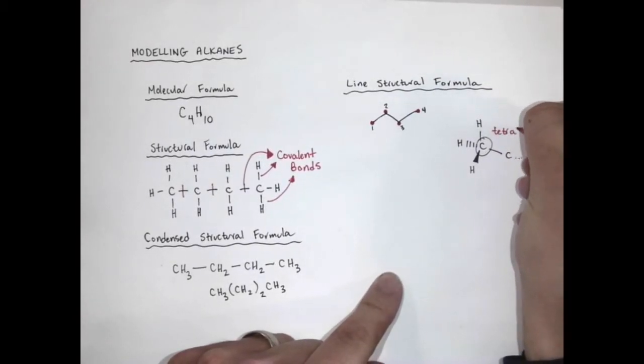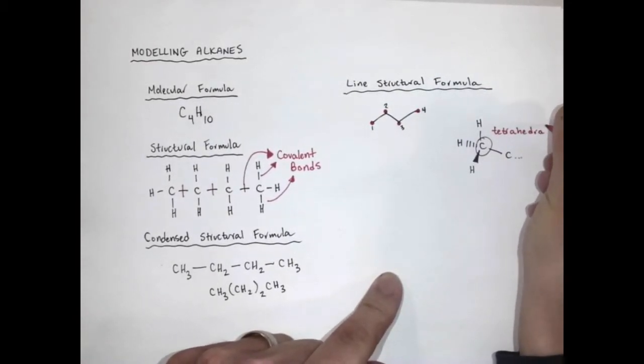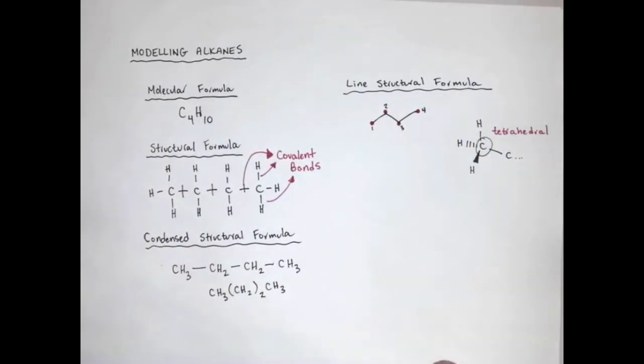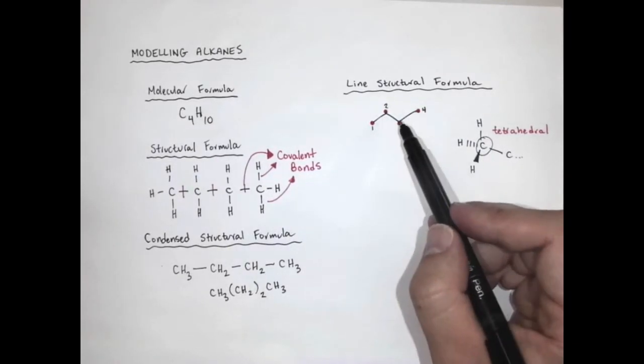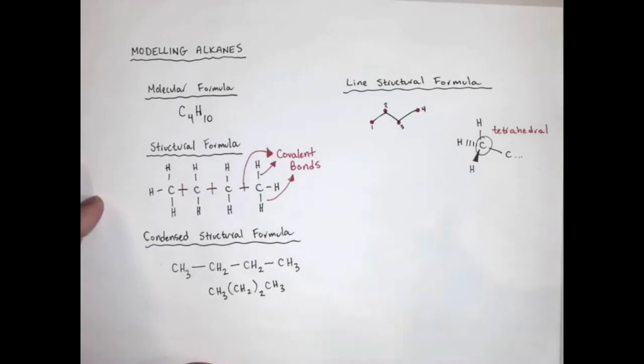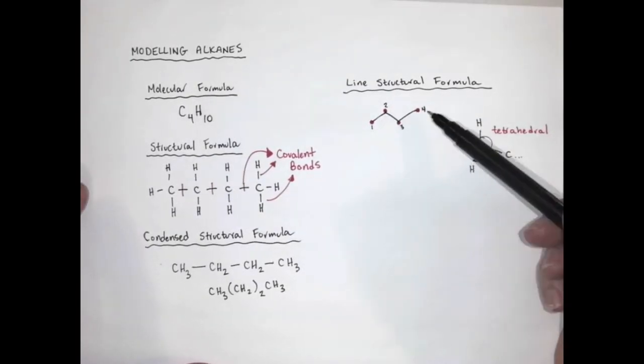And the thing I like about the line structural formula is it actually tries to communicate some of that geometry in the way we draw it. So we go with the zigzag because the molecule is going to look like it takes on this zigzag appearance because each carbon is in a tetrahedral arrangement. So that's the line structural formula. I like that one the most, and it's probably the one you're going to see me use the most.